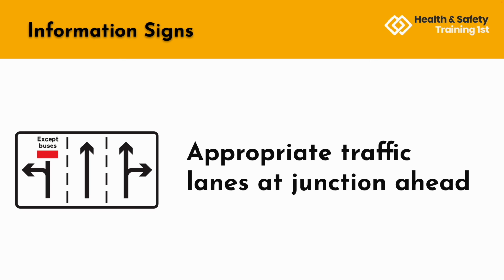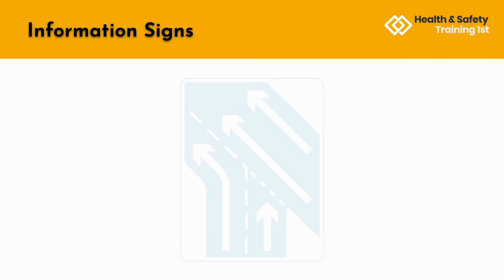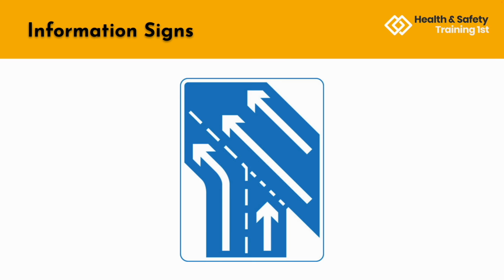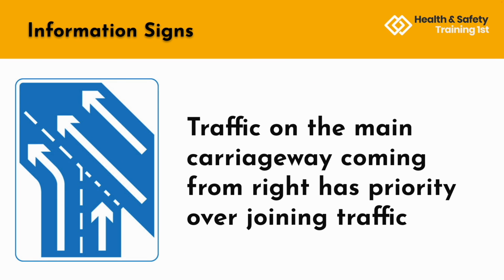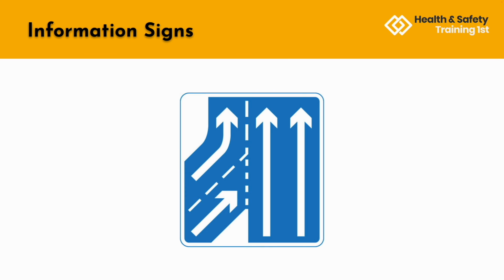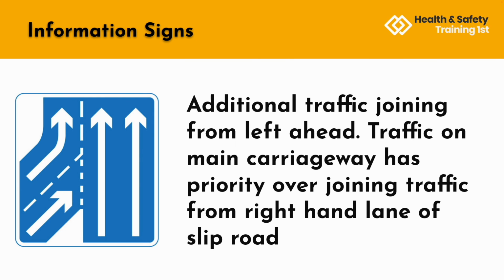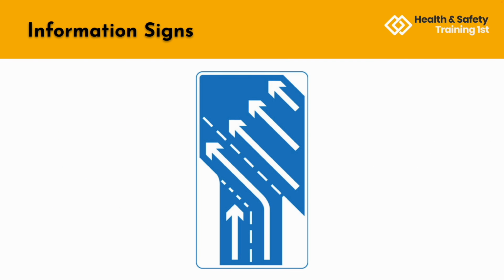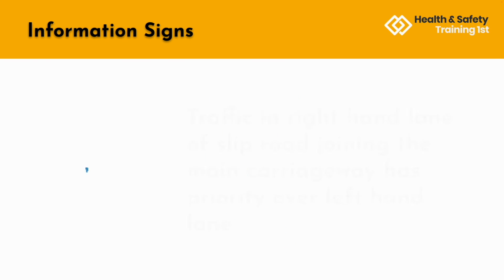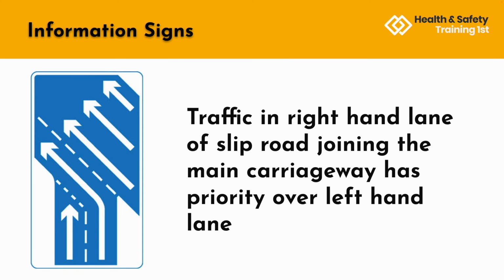Appropriate traffic lanes at junction ahead. Traffic on the main carriageway coming from right has priority over joining traffic. Additional traffic joining from left ahead. Traffic on main carriageway has priority over joining traffic from right-hand lane of slip road. Traffic in the right-hand lane of slip road joining the main carriageway has priority over left-hand lane.